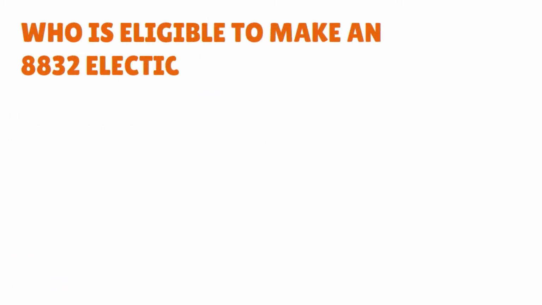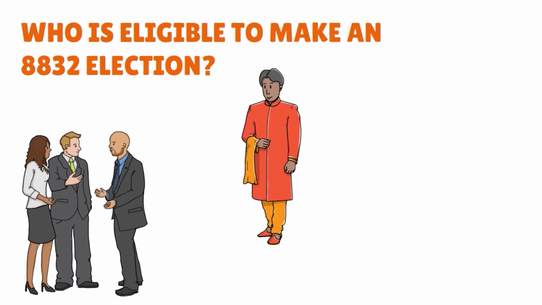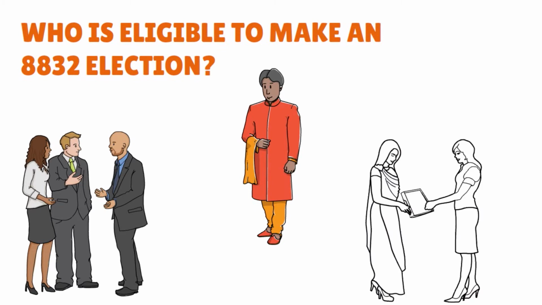All right. Now, who's eligible to make an 8832 election? Partnerships and both single member and multiple member LLCs are eligible to file Form 8832. Certain foreign entities are eligible to file this form as well, and LLCs can also file Form 8832 if they wish to revert back to a previous tax classification.